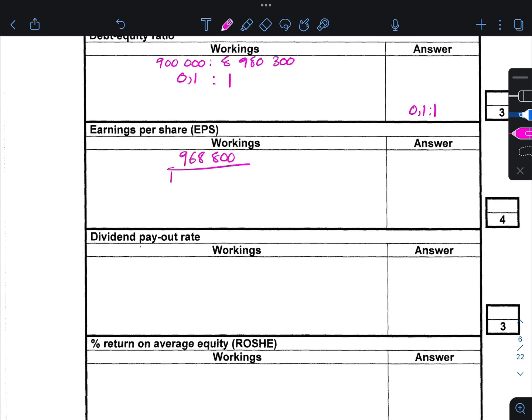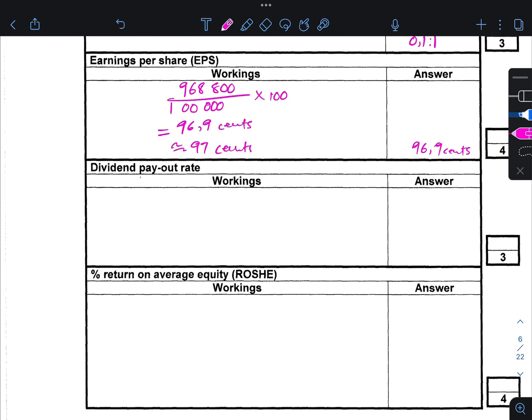So we're just going to divide this by 1 million, right? So we can multiply by 100 to get cents. Let's see what that gives us. So it's 968,800 over 1 million times 100. Okay, so that's 96.9. So that's 96.9 cents. So if you're feeling like you want to round off, you can just say 97 cents. But I'm just going to write the answer I got from the calculator.